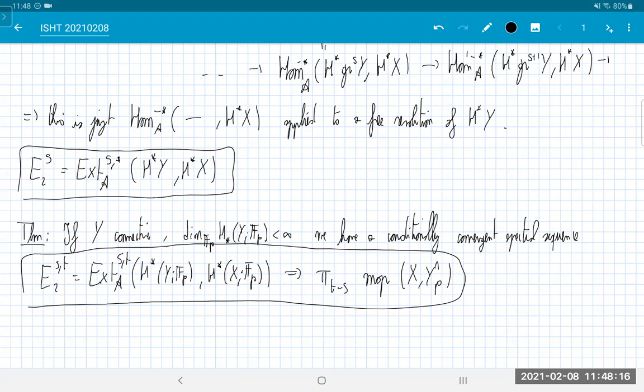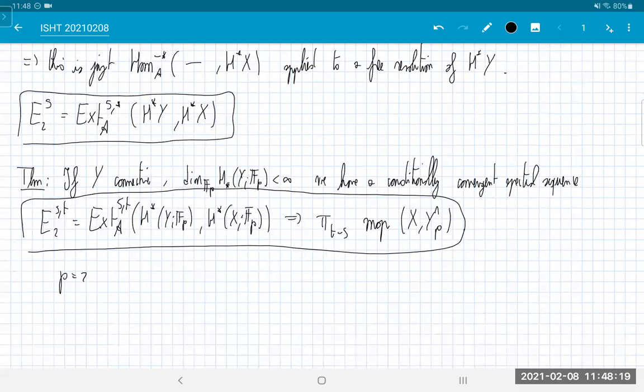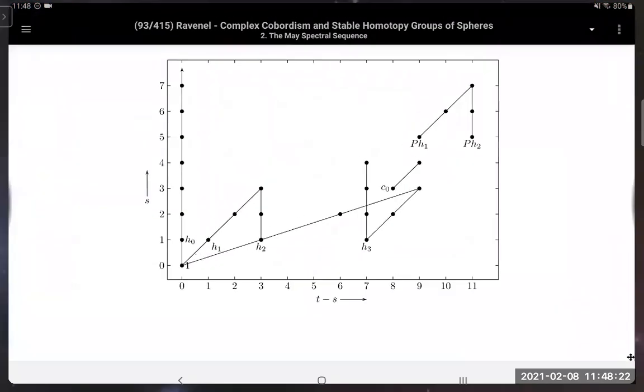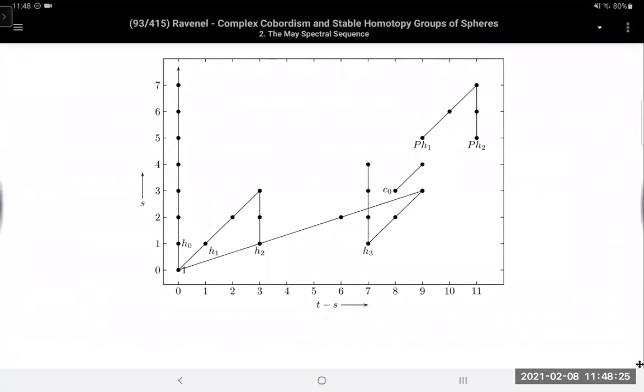But actually, just to conclude, for p equals 2, let me show you, since I prepared it, a small graph. I took it from Ravenel's book. This is the E2 page for p equals 2 for X equals Y equals the sphere. You can see this is written in Adams grading. So in the x-axis, you put t minus s, and in the vertical axis, you put the filtration degree s, so that every column is an associated graded of some homotopy groups of spheres. And every bullet here is an F_p.